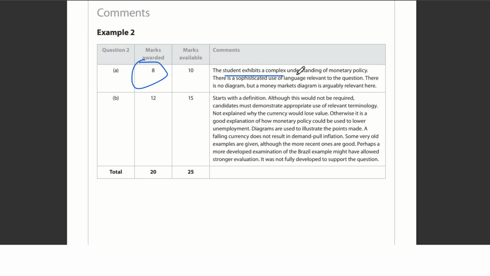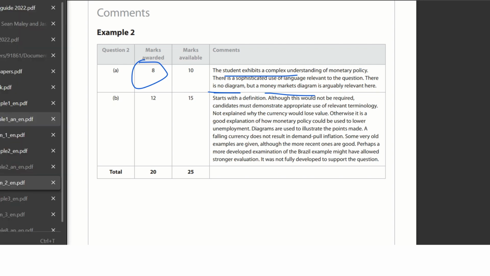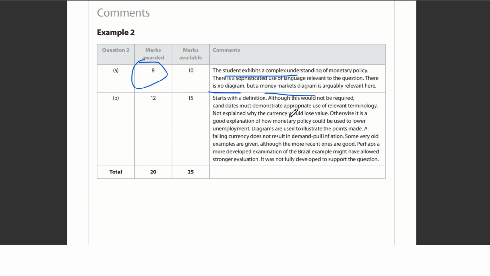The student exhibits complex understanding of the monetary policy. There is a sophisticated use of language relevant to the question. There is no diagram, but a money market diagram is arguably relevant here. So the examiner is expecting a diagram here, right?